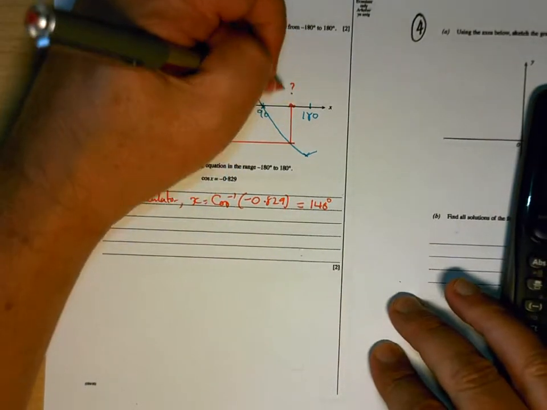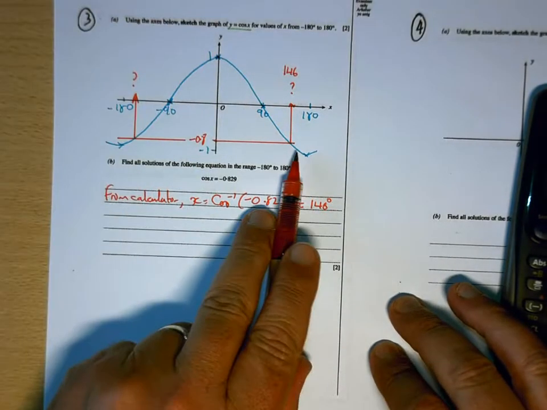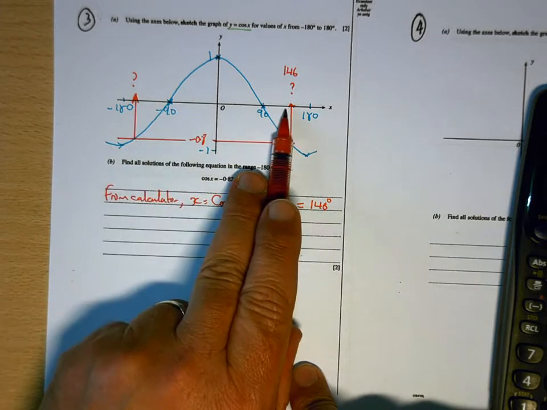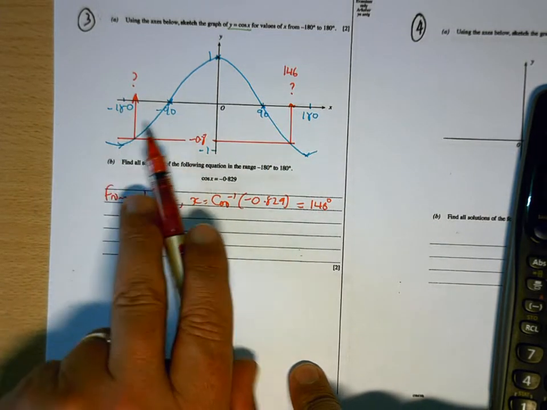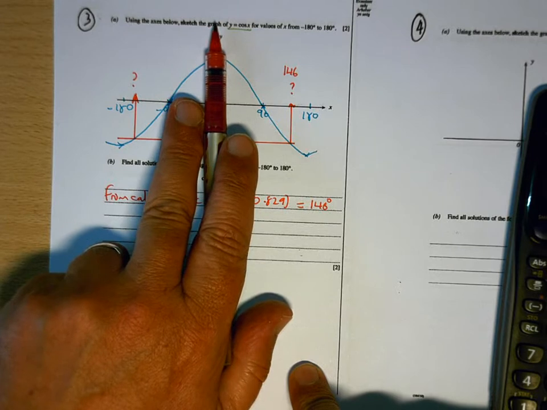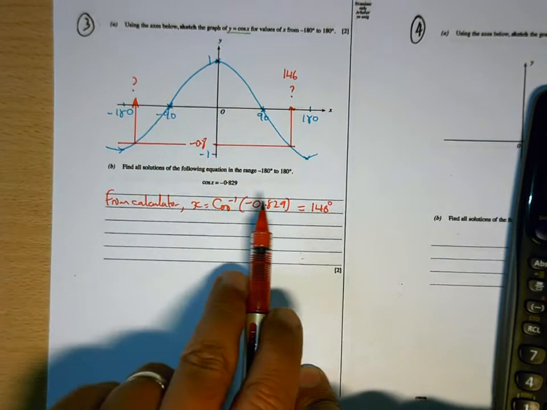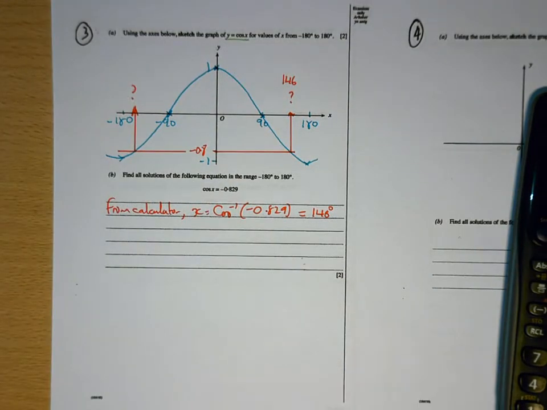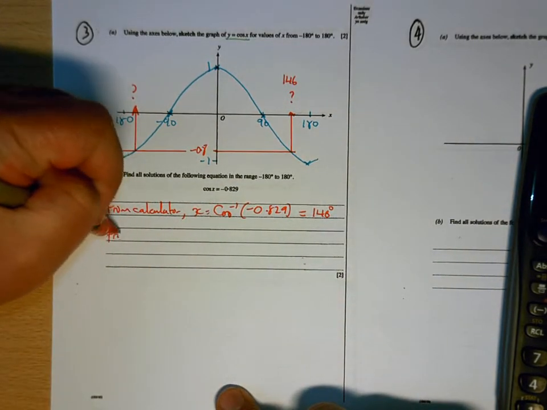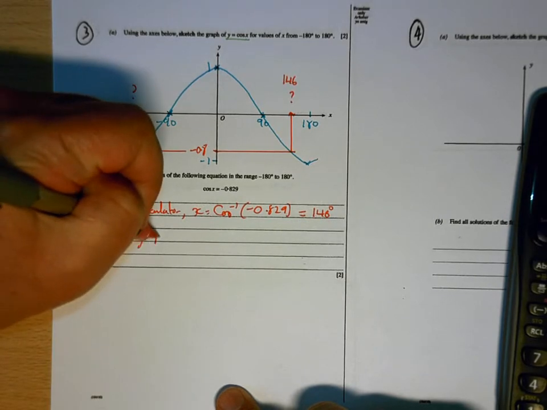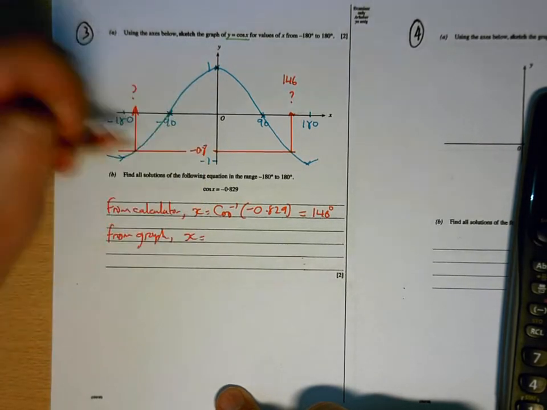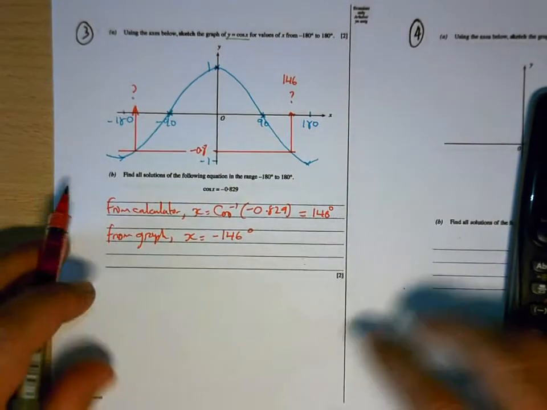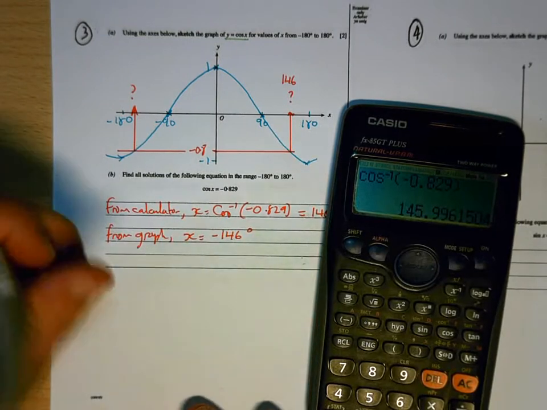So the calculator is telling us that one. The symmetry of that shape is telling me that that one is exactly the same as that one, but it's negative. Okay, you've got reflectional symmetry across the y-axis. So from the graph you can see straight away that the other angle is negative 146. From the graph, the other angle is minus 146 degrees, and again you can check that.